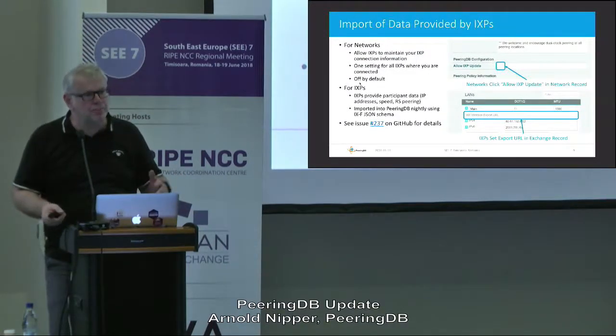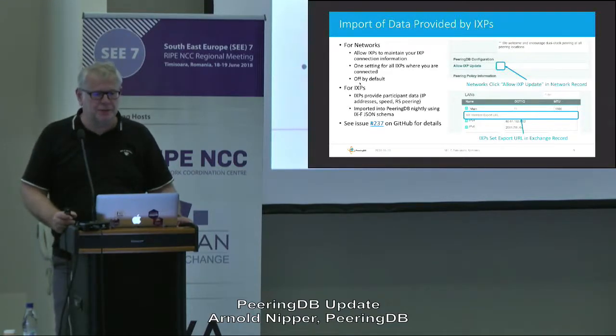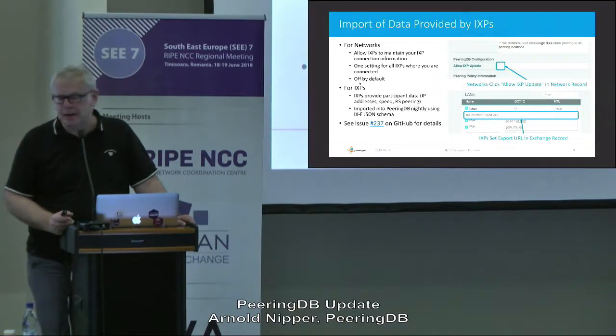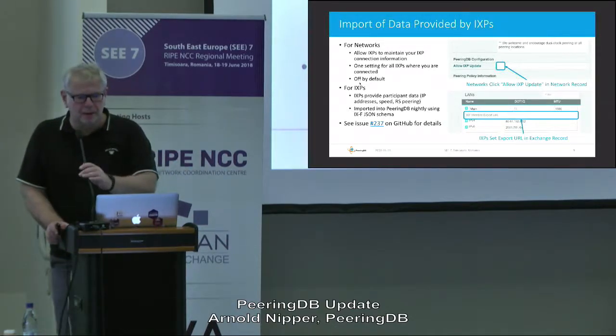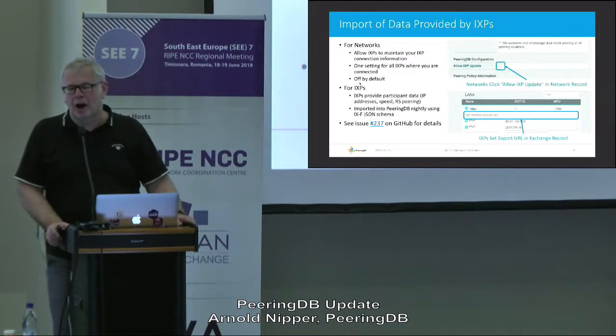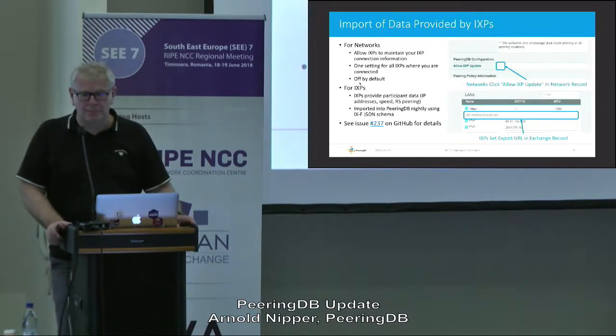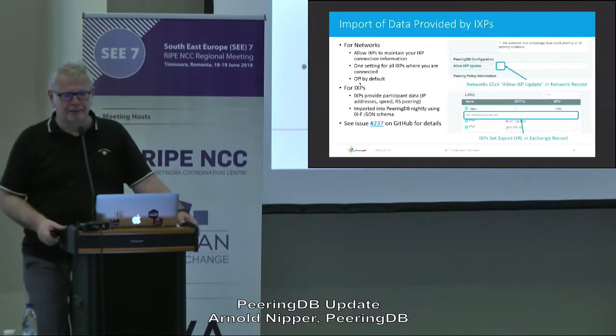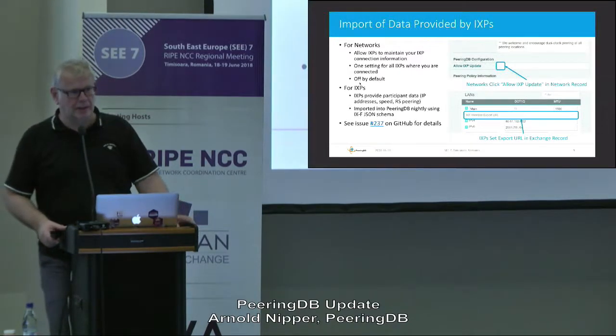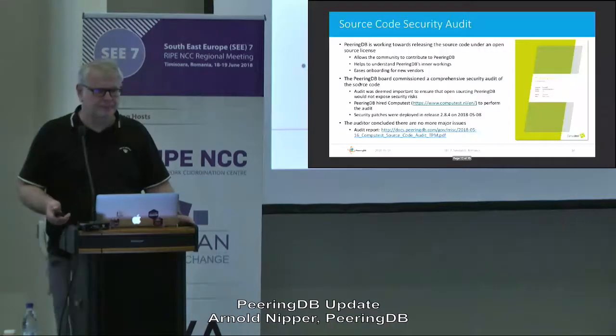What you also can do, both the networks as well as the IXPs, is to import data which is provided in the so-called IXF JSON format. This is explained in more detail on how networks can do it, and how IXPs can do that. For example, if an IXP clicks "allow IXPs to update my record," then they do not have to take care. If IP addresses are moved around, then automatically, if the IXP is updating it, it's automatically updated in PeeringDB as well.